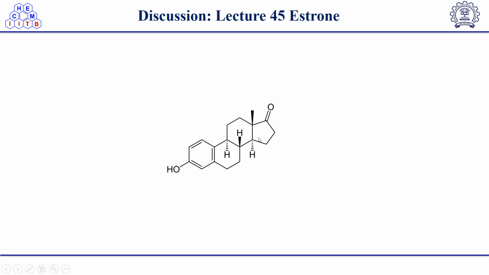As you can see, there are four contiguous chiral centers, and one angular methyl group is there, and the configuration is trans-anti-trans, that is, anti-trans-anti ring junction, and a trans hydrindane system. So this is the structure of Estrone.